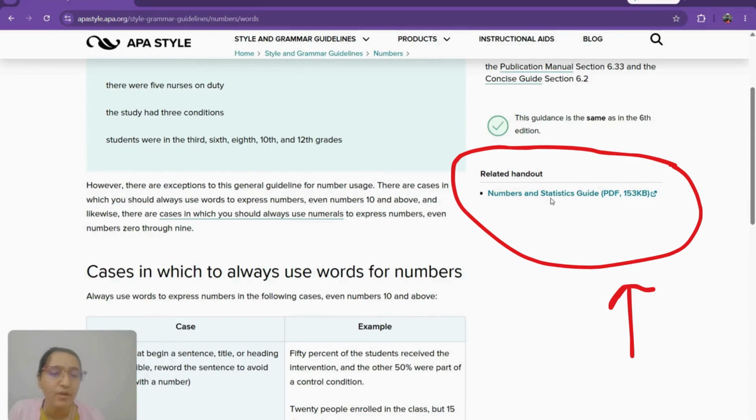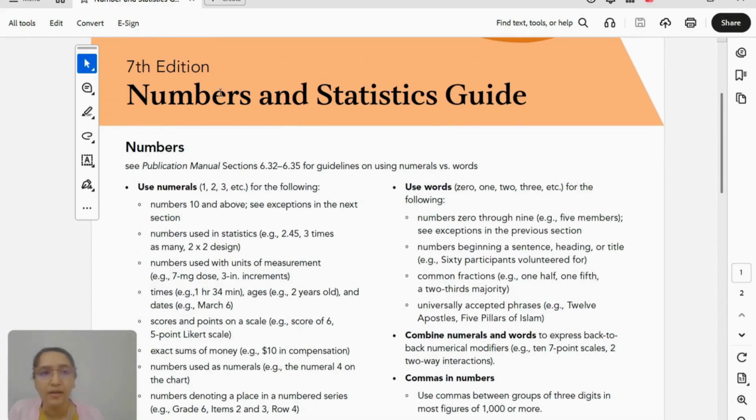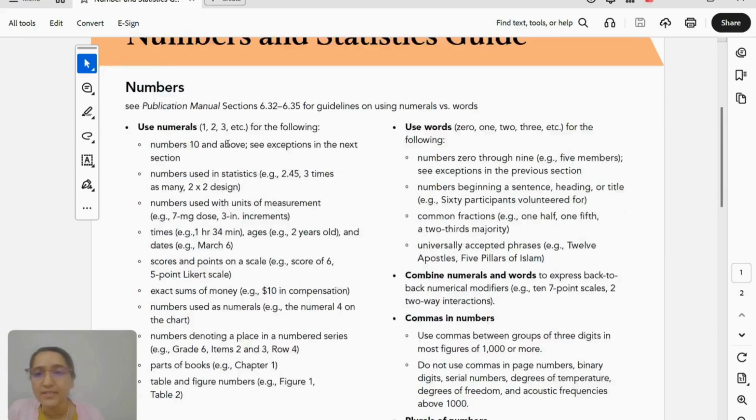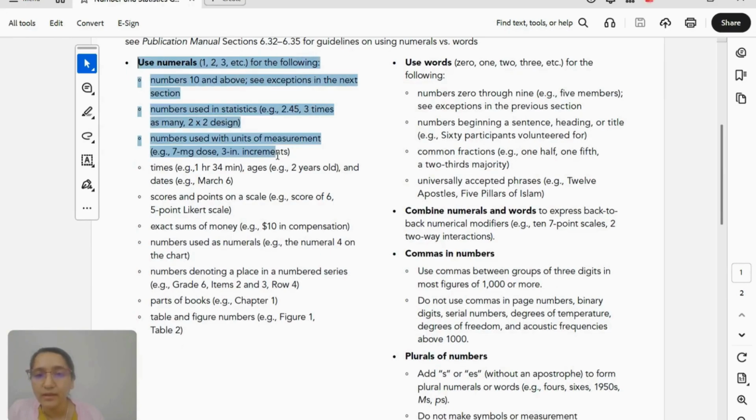So here is this handout, the numbers and statistics guide. When you click on this link, you can download the PDF, and here we have the most recent guidance, the seventh edition guidance on numbers and statistics presentation. So here, let's start with the simple ones. Use numerals 1, 2, 3 for the following. Numbers 10 and above. For numbers 10 and above, we will use numerals, and for others, like below 10, we will use words, and we can see it here.